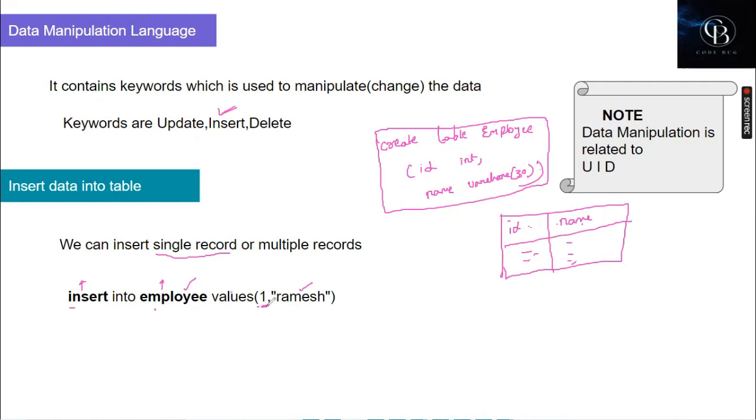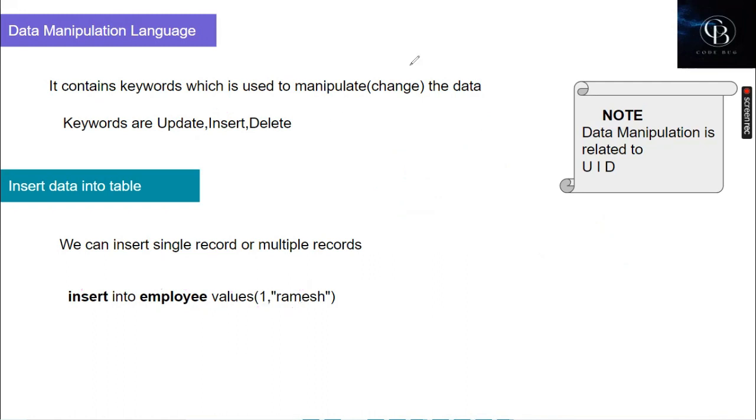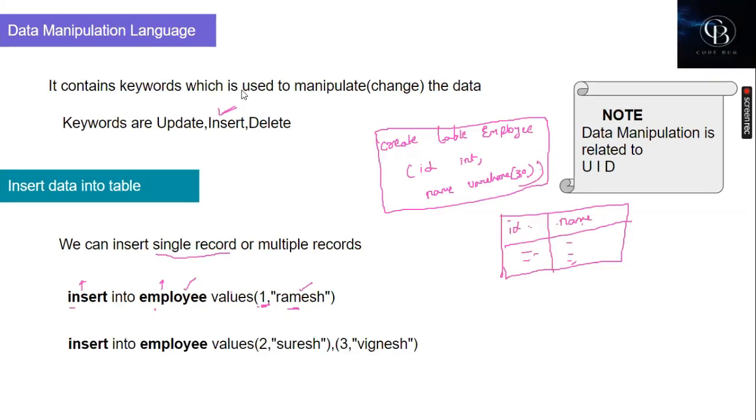So how many values do you have to pass? 1, 2 values you have to pass. Like this, we can insert a single record. If you want to insert multiple records, how to insert?